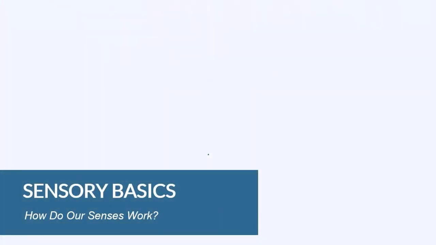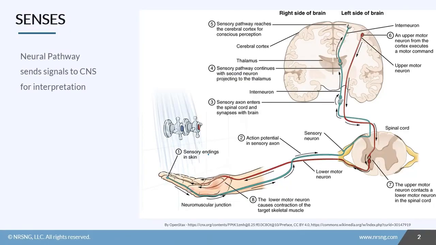Okay, guys, in this lesson, we are going to talk about the basics of our senses and how they work. So what the heck are senses anyways? Well, a sense is just a neural pathway that receives a signal and sends it up to the central nervous system for interpretation. So you get some sort of signal like feeling hot water on your skin, and then that sensory nerve sends a signal up through the spinal cord or to the brain where the signal gets interpreted.